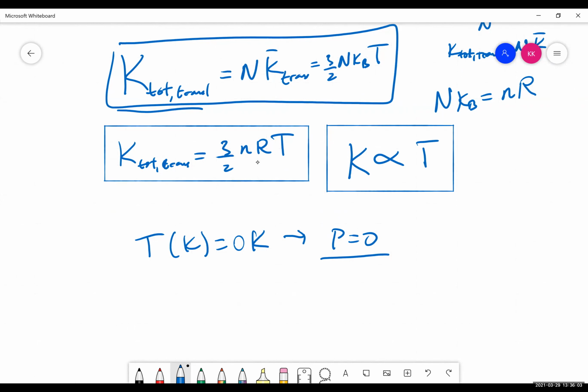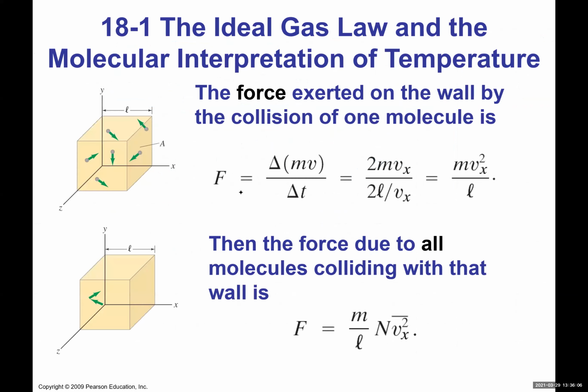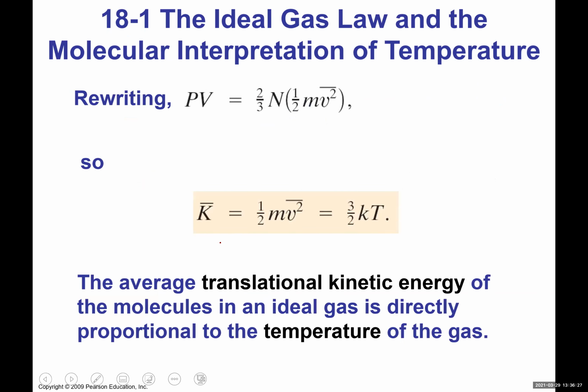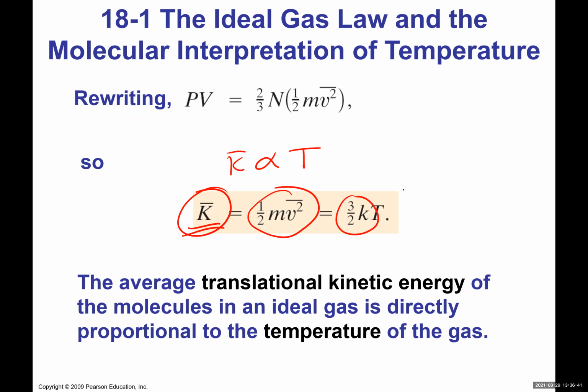Let's go back to the lecture. This is pretty much what the few slides describe, but I wanted to give you a more in-depth look at all of those equations. Why do we have 1/3 of the number of molecules N times m times v squared over volume? How did we get the volume? And how would we eventually end up with the average kinetic energy, 1/2 m v average squared equals 3/2 kT? Which means the average kinetic energy is proportional to the temperature, because 3/2 k is just a constant.